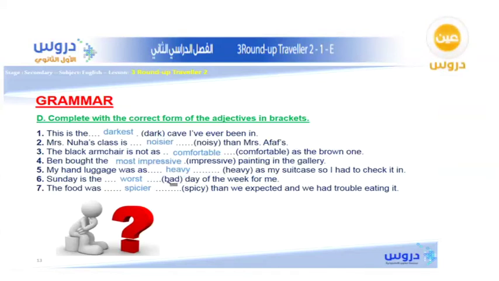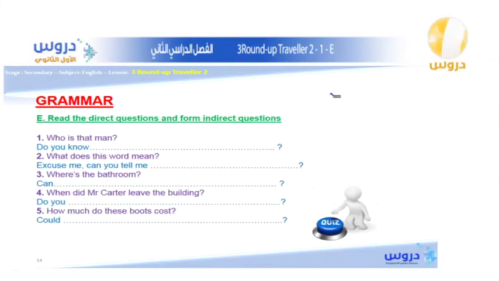Here we have the irregular adjective bad. You can't add badder or something else. No, you have to write what? Worst. Okay. The last one is spicy. Okay, you have to add er and delete y: i-e-r, spicier than. Spicier than.